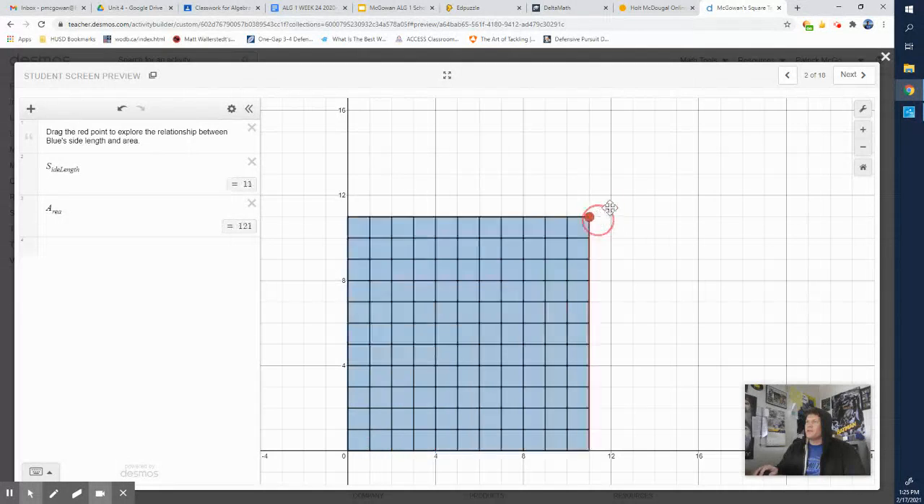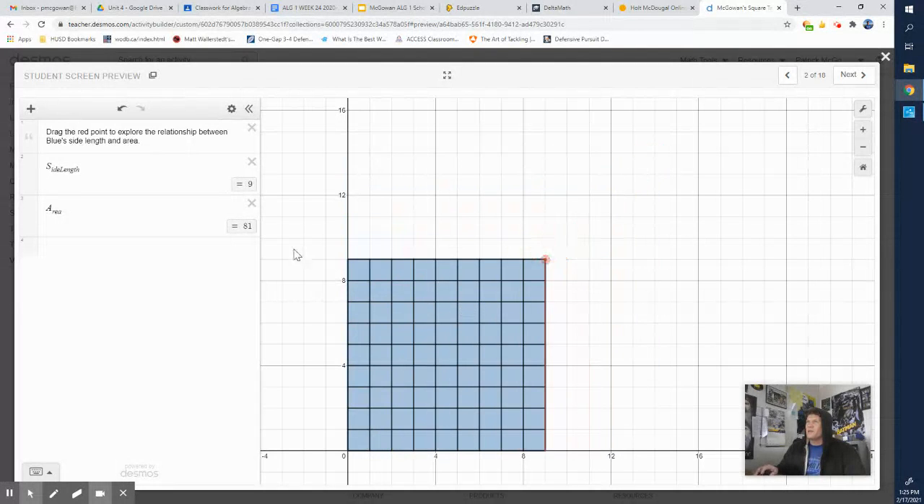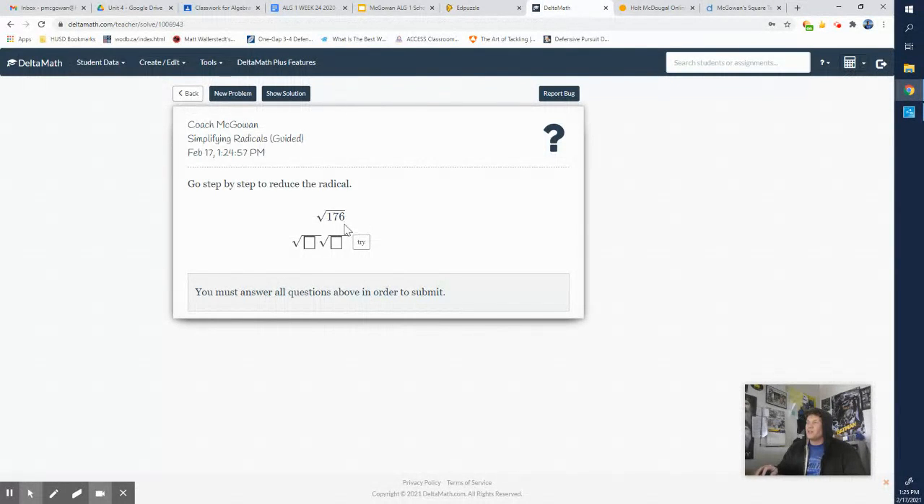So go back to thinking like our Desmos activity, and we're trying to think which of these perfect squares can go into 176. I'll tell you where I like to start. I like to start slow and low. I like to start with the low numbers. So let's say 176 divided by 4. That goes in 44 times. Let's try another one. Let's go 176 divided by 16. Oh, that goes in 11 times.